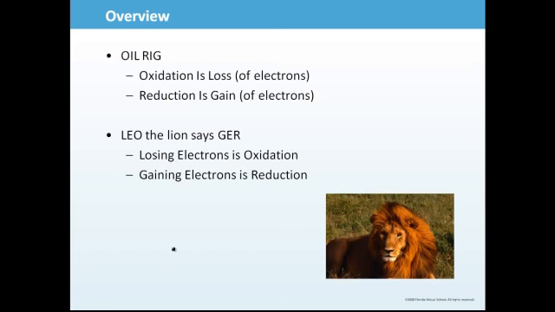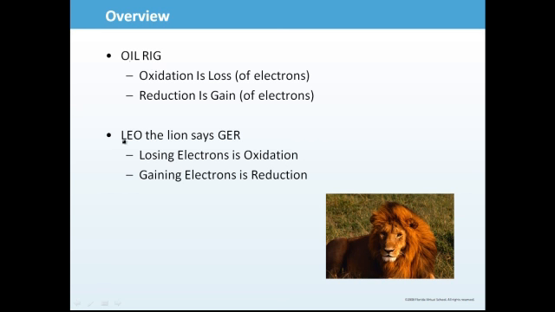All right, now here we have a couple acronyms that we use to help us remember which one's which, because sometimes it can get confusing. You can use whichever one you like. OIL RIG: if you look at the word OIL, we can say oxidation is loss, and guys, just remember it's electrons that we're talking about. RIG: reduction is gain. And again, we have to remember electrons.